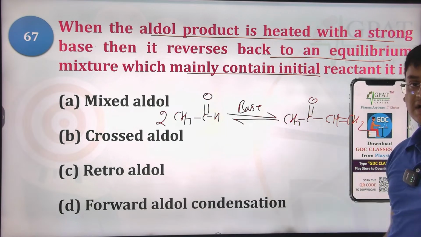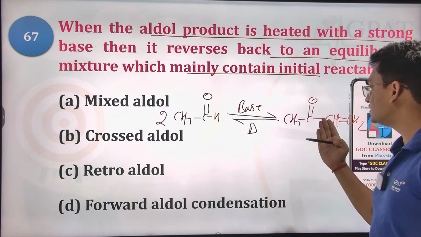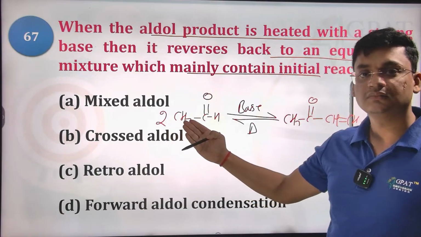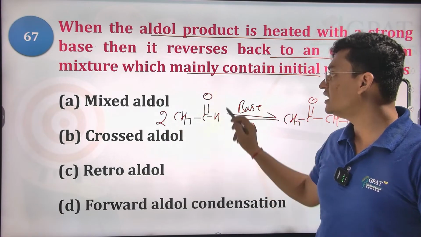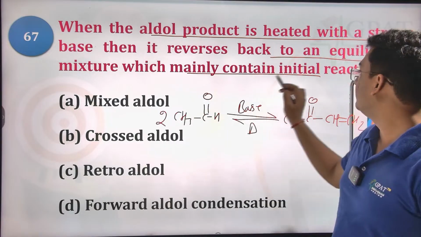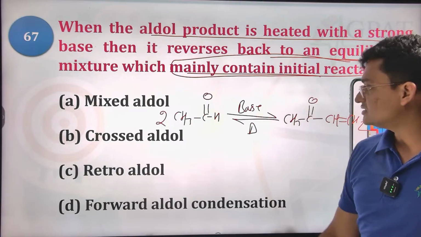It's a reversible reaction. When the temperature is high, the reaction is shifted toward the backward direction, and the initial reactants are seen. The mixture mainly contains the initial reactant, that is, this one.